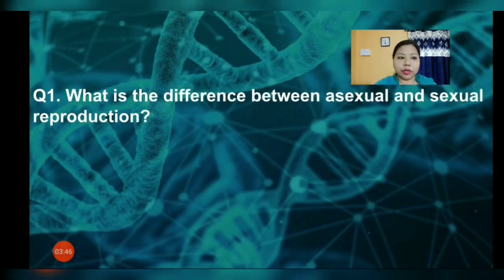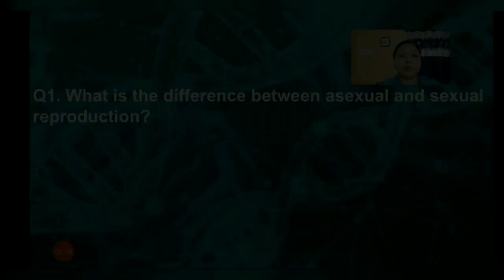The first question is, what is the difference between asexual and sexual reproduction? Fine. So, you need to write down 2 points of difference. Okay. Children, let us now discuss asexual reproduction in organisms. So, asexual reproduction can take place both in unicellular and multicellular organisms. Fine. And the first type of asexual reproduction which we are going to discuss is fission.